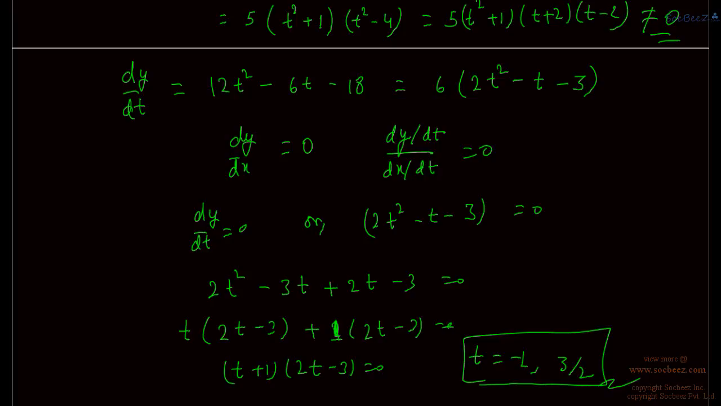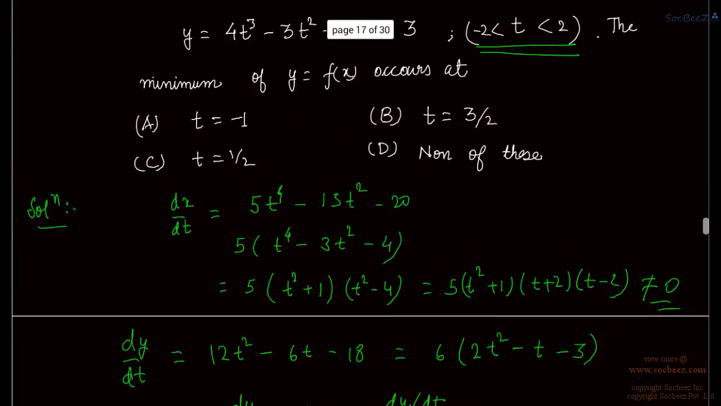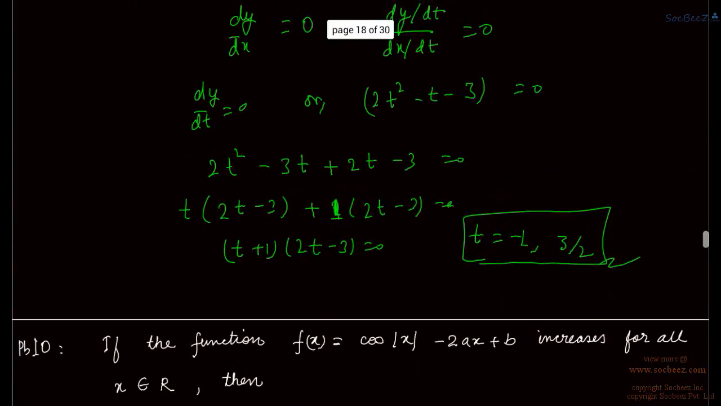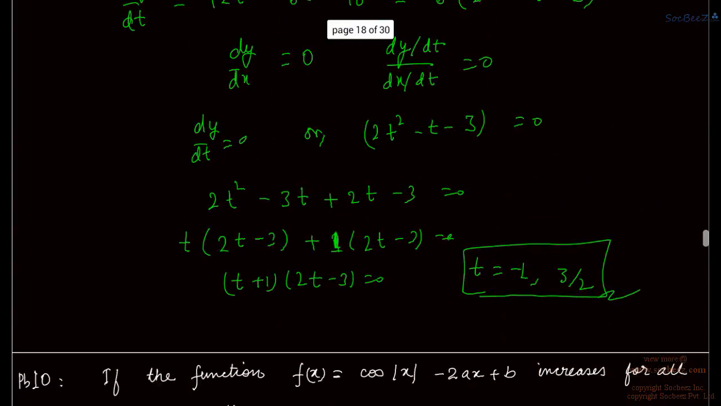So we have to check at which value of t the minimum is occurring, because our problem is asking at what point the minimum value of y occurs. So we have to check whether it is occurring at t equal to minus 1 or at t equal to 3 by 2. For this we have to use the double derivative test, right?